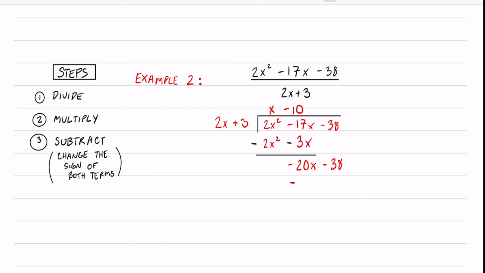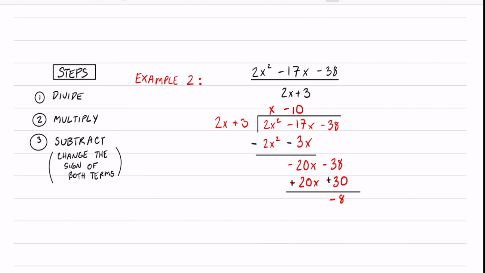So that's gonna get me negative 20x, and negative 10 times 3 is negative 30. Switch them signs. Boom, boom. And those 20s are gonna cancel off. Now you're left with negative 38 plus 30. That's negative 8. And you can't go any further.